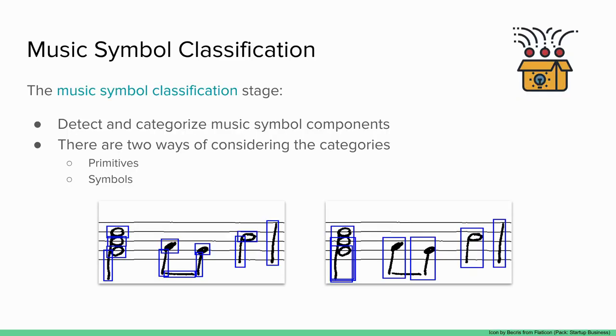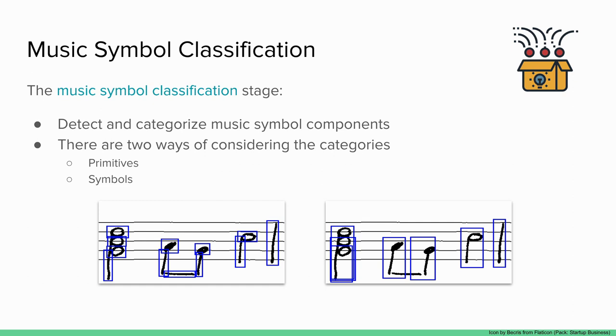Okay, then, after the processing of the image, we move on to the music symbol classification, which basically consists in detecting and categorizing the symbol components of the image. There are two main approaches of understanding how this process should be taken into account.